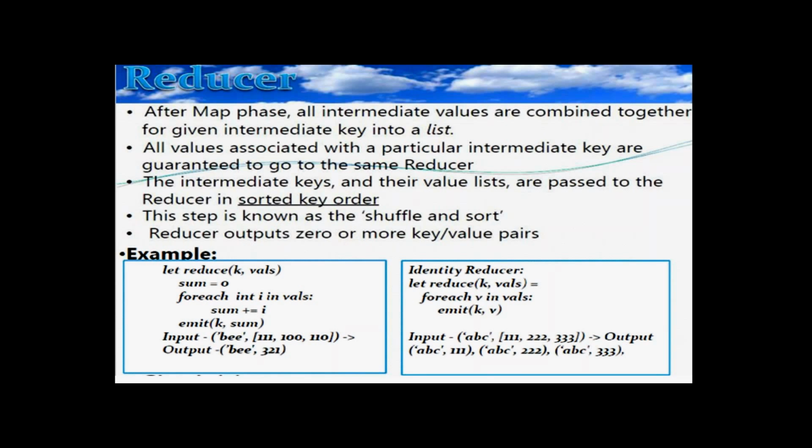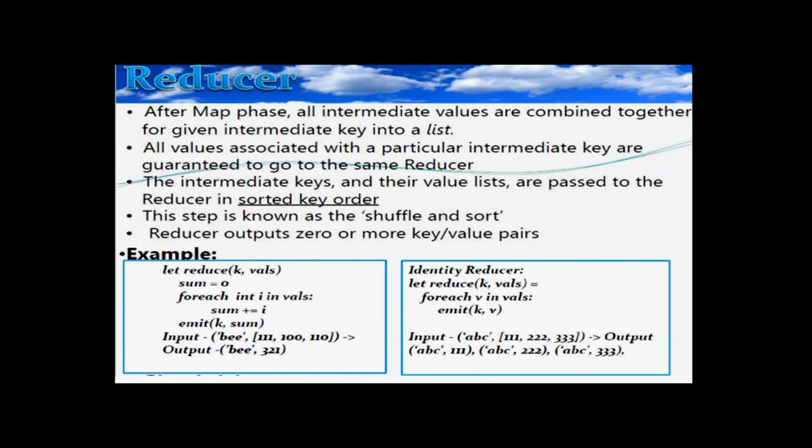The intermediate keys and their value lists are passed to the reducer in sorted key order. This is known as the shuffle and sort phase. Reducer outputs zero or more key and value pairs. We can use a dummy reducer where we will not give any output, or else we can get the desired output on the reducers themselves. It's up to our business logic. We'll be getting the desired output on the map task itself, or else we will be implementing the reducers to get our desired output.